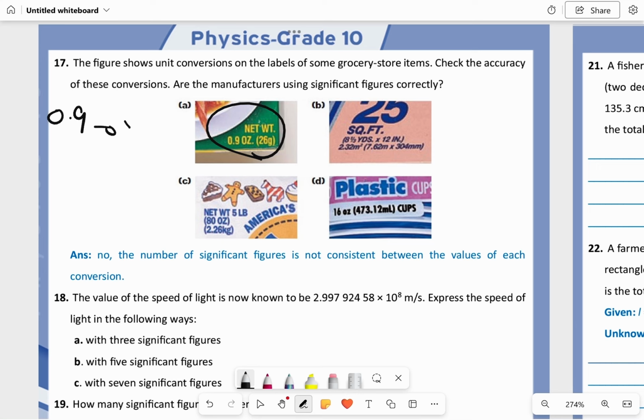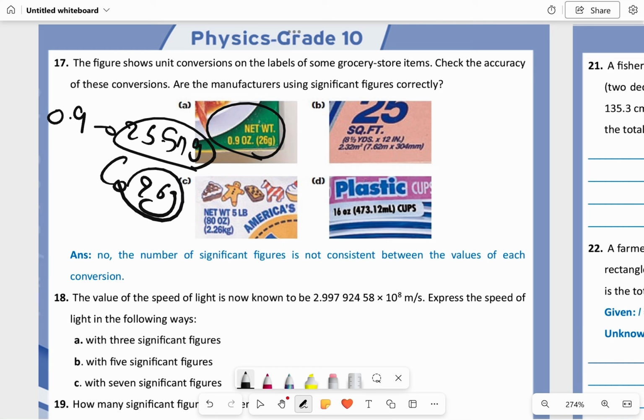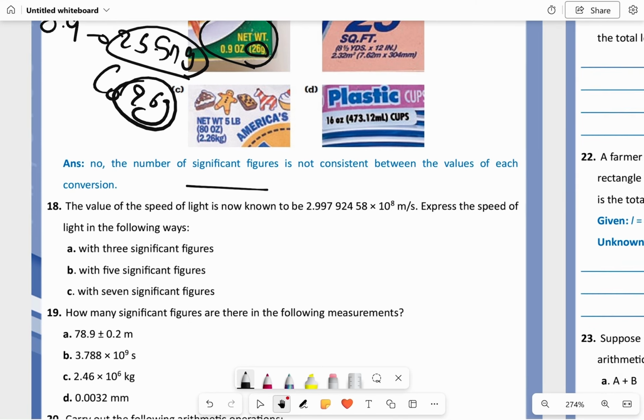0.9 ounce is equal to 25.51 grams, okay? And they have rounded this number to 26 grams. But here it indicates that 0.9 ounce is exactly equal to 26 grams. The number should have been written like this, 26.0 grams, so that this 0 will tell you that this number is not exactly 26. It has been rounded up. So no, the significant figures are not consistent between the values of each conversion.